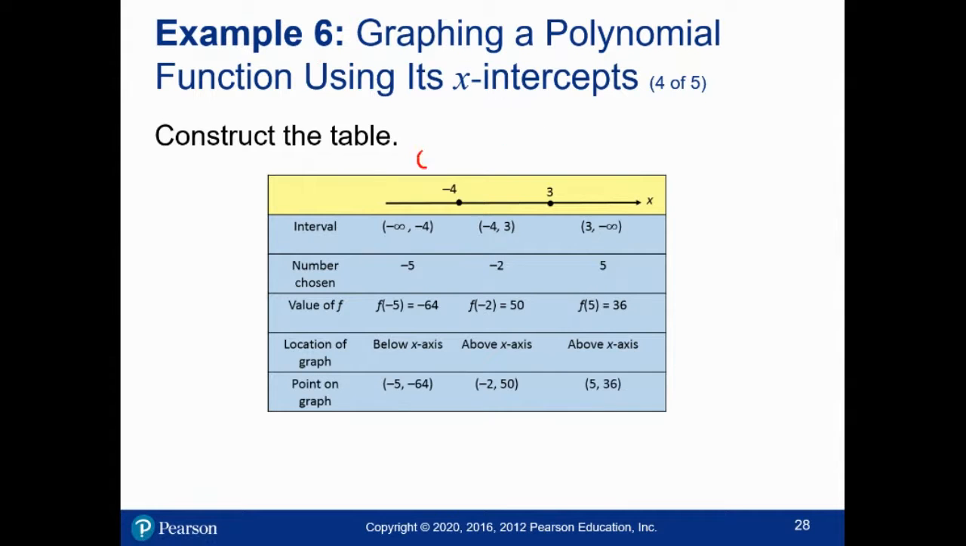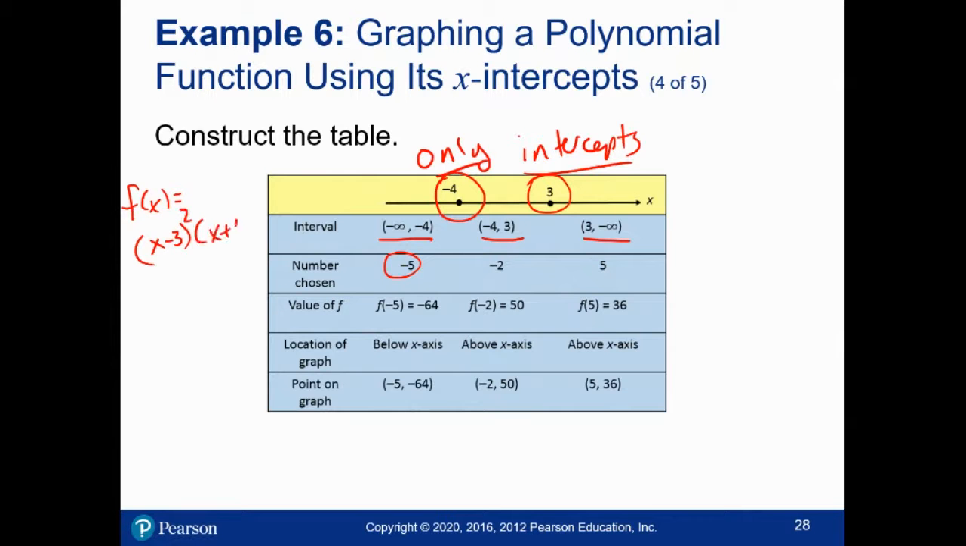What's really crucial is that we found not just some of the intercepts, we found all of them. There are no other intercepts to be found except for negative 4 and 3. So to determine where the function's positive or negative, we just pick some number in each interval. Okay, what's a number somewhere to the left of negative 4? Negative 5 is a good one. The function, just to remind us, was x minus 3 squared times x plus 4.